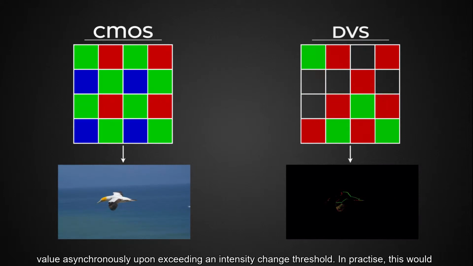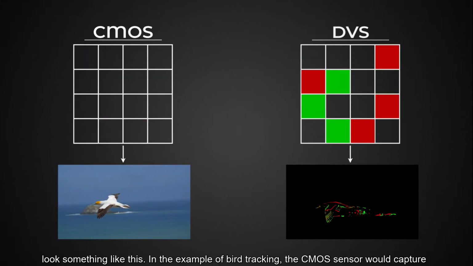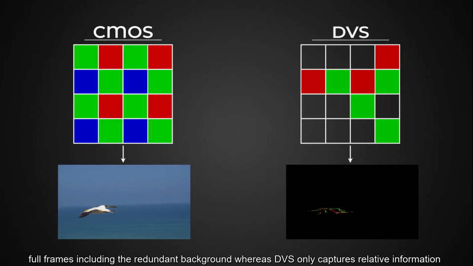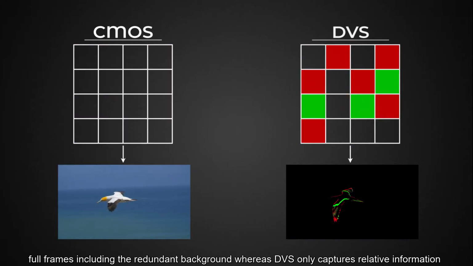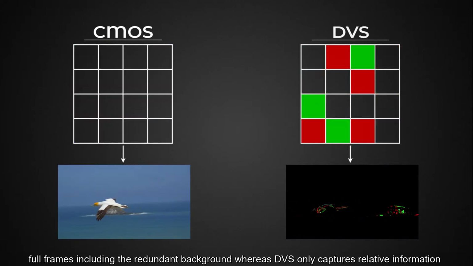In practice, this would look something like this. In the example of bird tracking, a CMOS sensor would capture full frames including the redundant background, whereas DVS only captures relative information of the bird in flight. So why is this sensor useful?